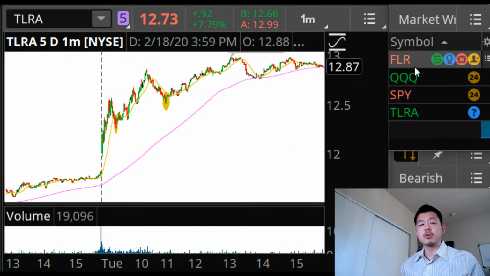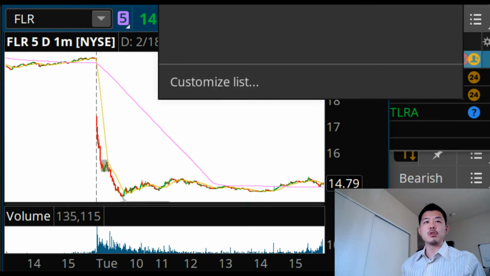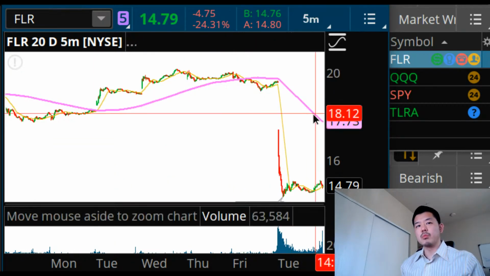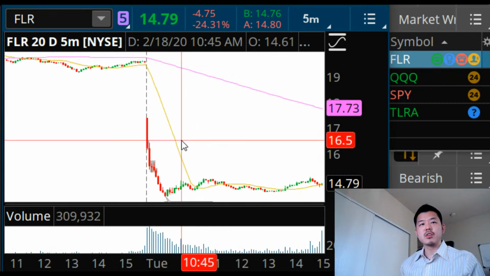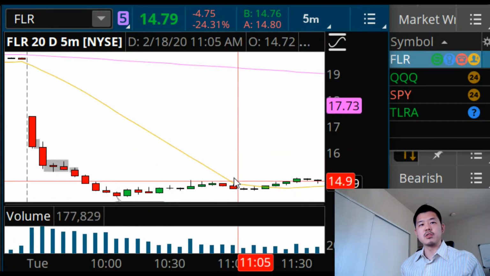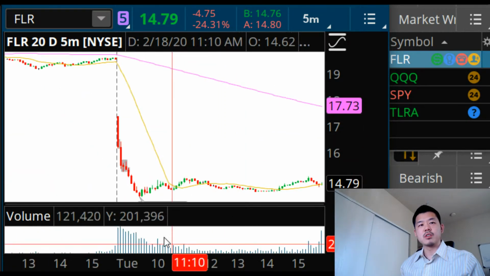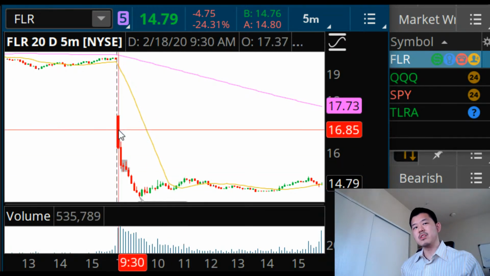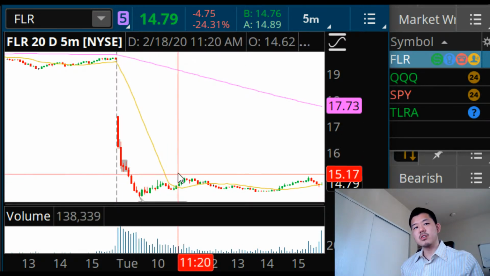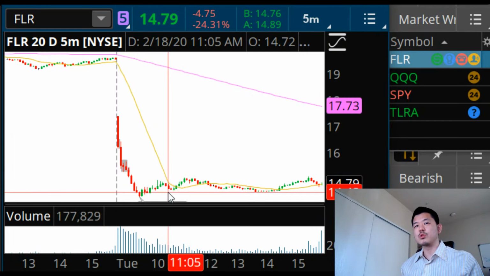Let me see if we have one on the FLR. Oh, I think we do, but at this point it had already moved a lot, so this is a pretty low quality sell setup in here, which is that it retraced. But something moved this much. This level of retracement is too shallow.